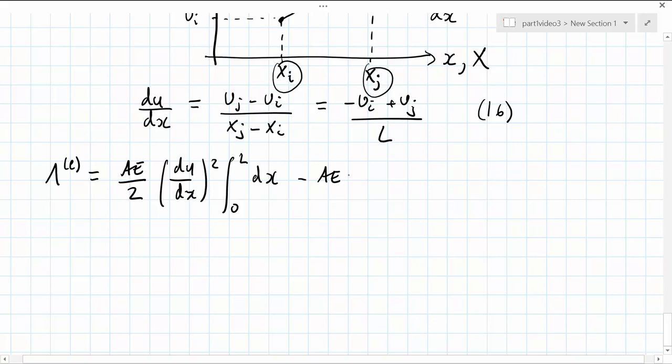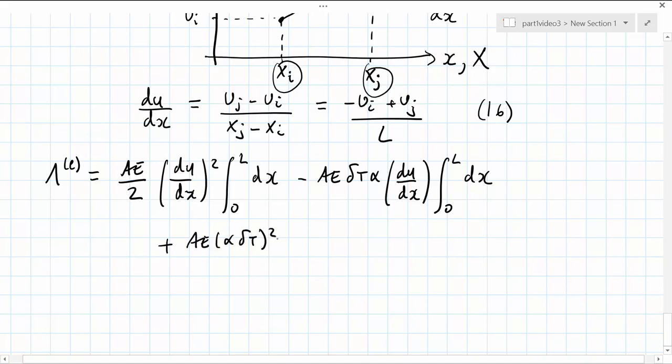minus Ae delta t times alpha times du over dx integrating with respect to dx, and the final term being Ae times alpha delta t all squared over 2, again integrating with respect to dx. So we can see here that previously these terms I've underlined here were on the other side of the integral, and we've now argued that we can place them outside the integral.